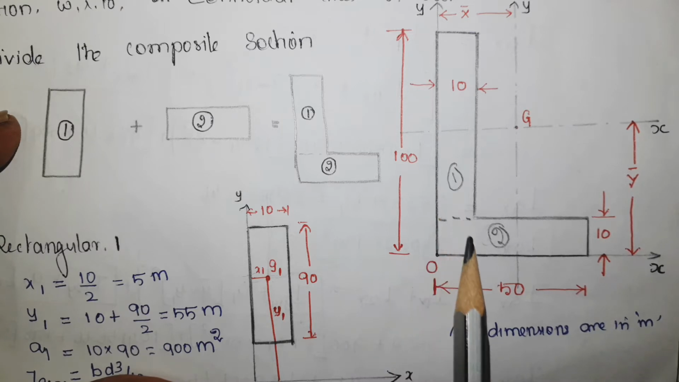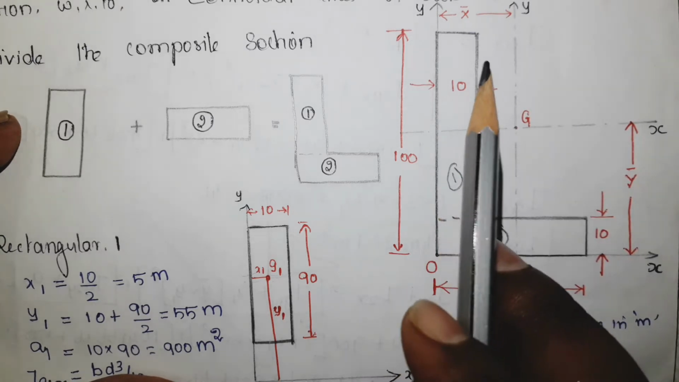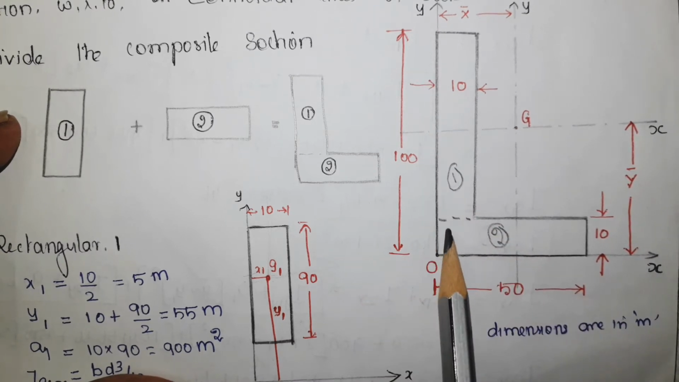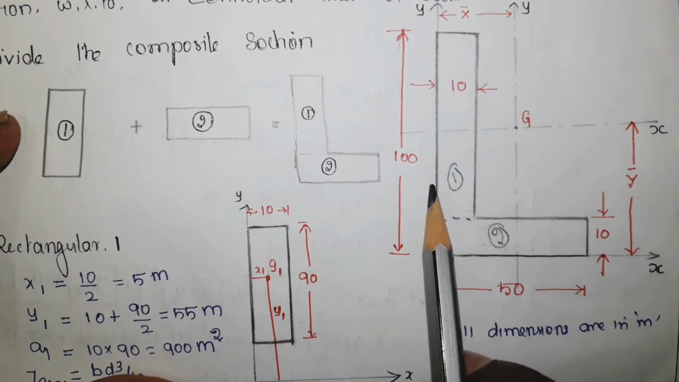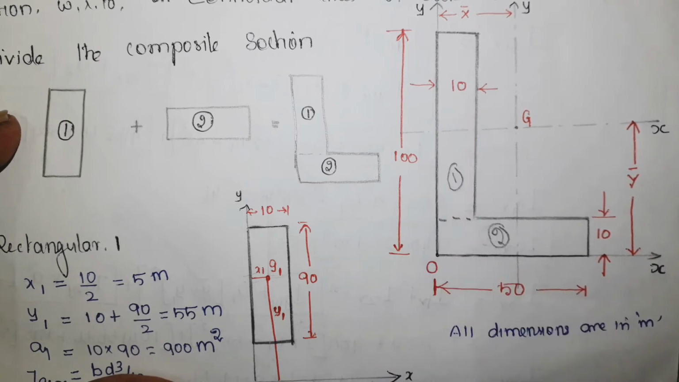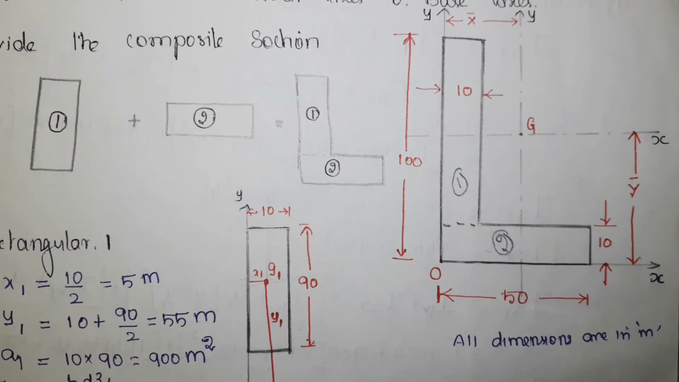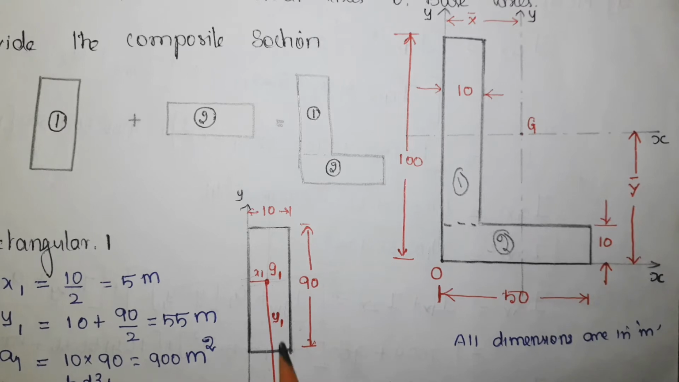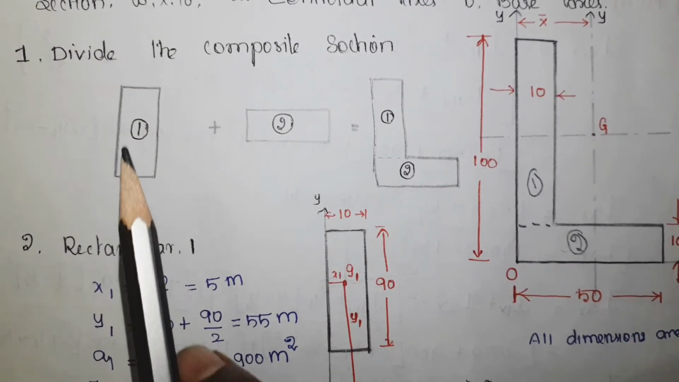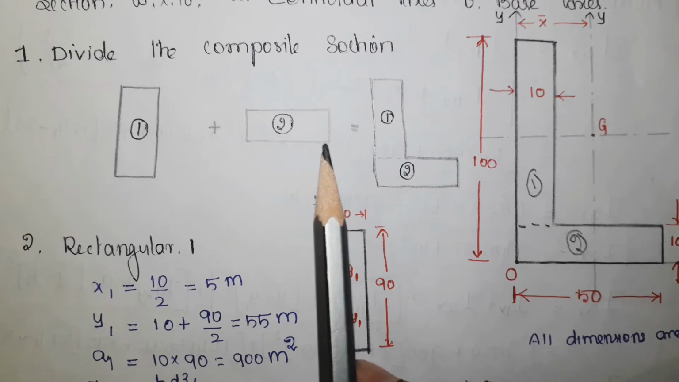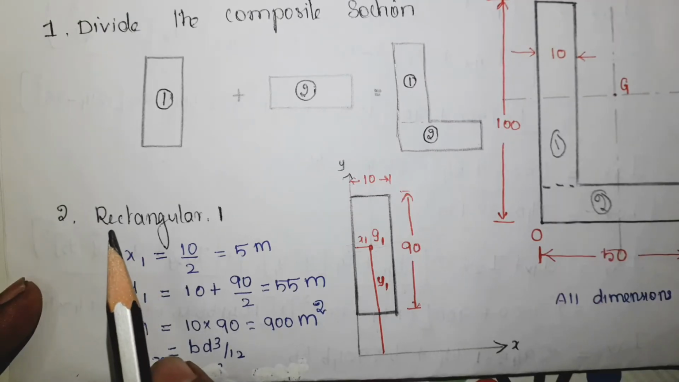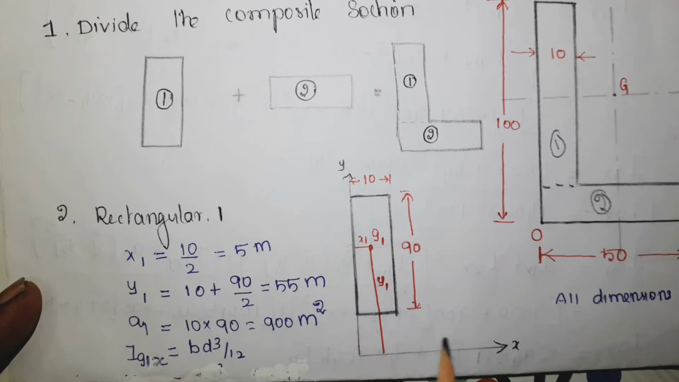Now I am going to divide this angle section into 2. This is the first section and the dimension here is 100. I have to subtract this 10, so it is 90 and this width is equal to 10. For the second section, the width is equal to 50 meter and the height is equal to 10 meter. So here I have done the first section plus the second section, which will be equal to the final shape.